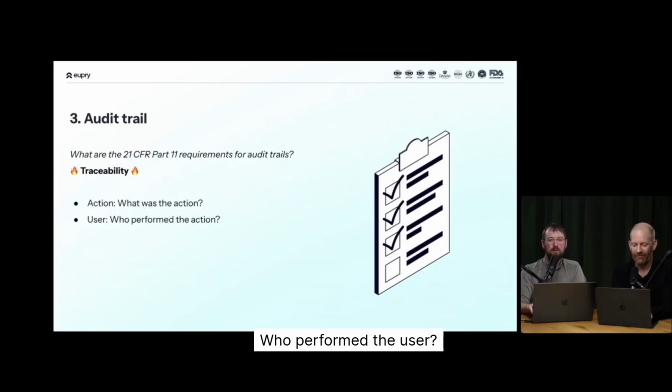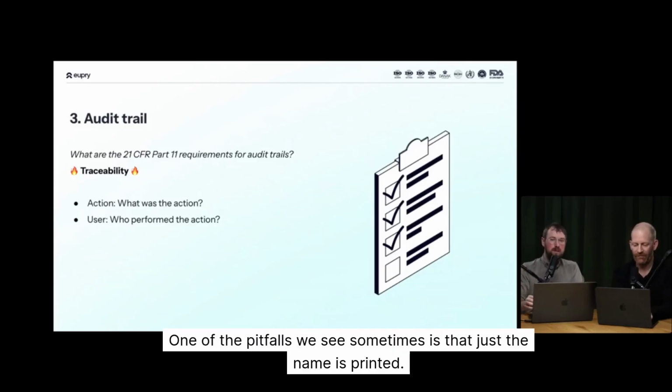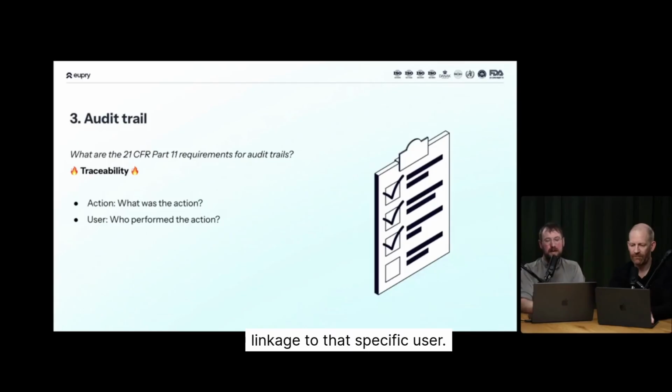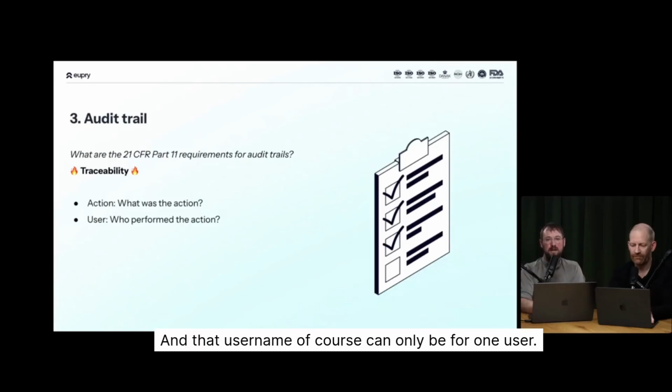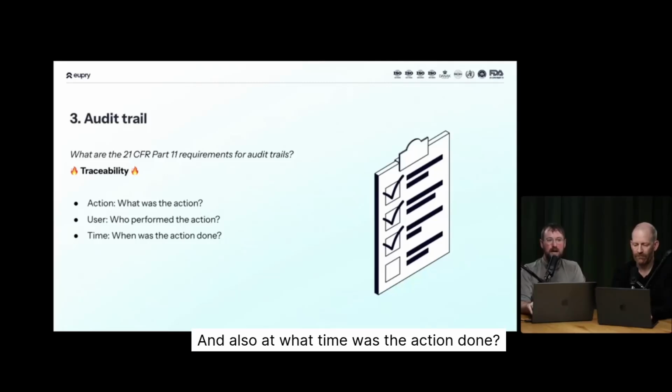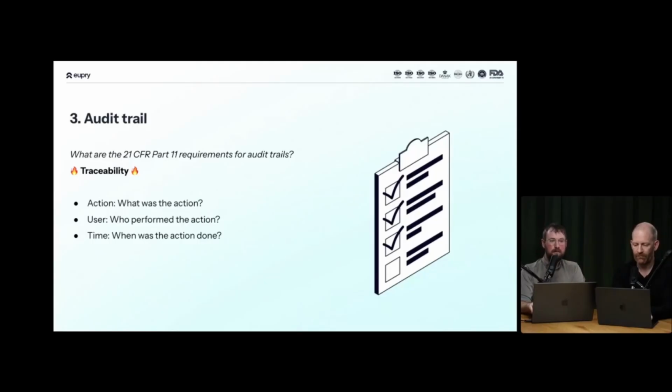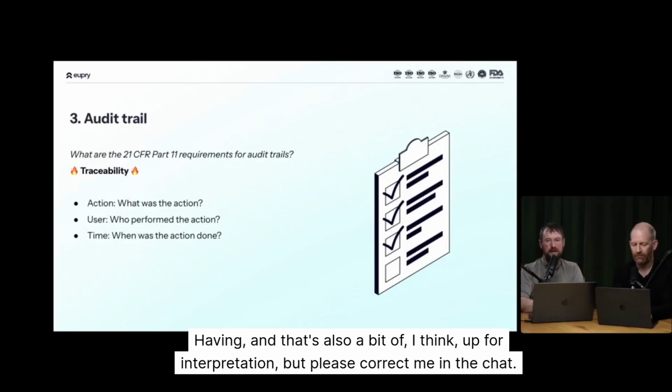And who performed it? One of the pitfalls we see sometimes is that just the name is printed, but if the name of the person who performed it is not something that's unique to them, then you need to have a linkage to that specific user, and that username can only be for one user. And also, at what time was the action done? The easiest thing is just to print the date and the time down to seconds, then no one is in doubt. That's also a bit up for interpretation, but please correct me in the chat.